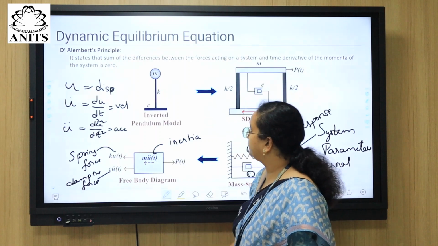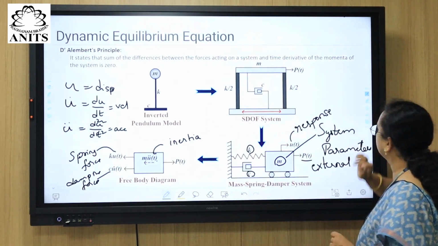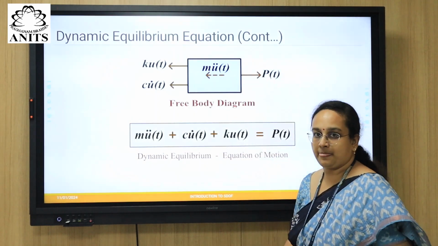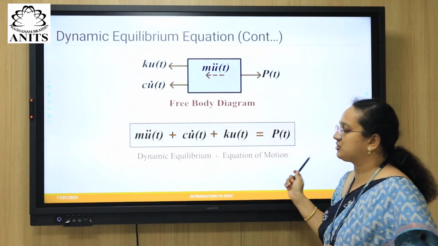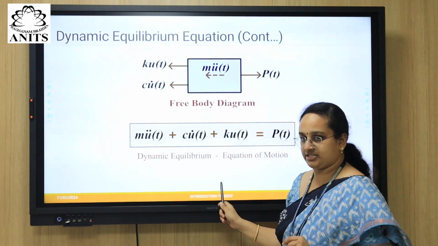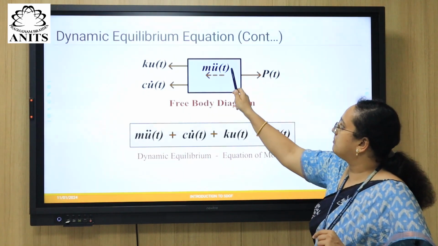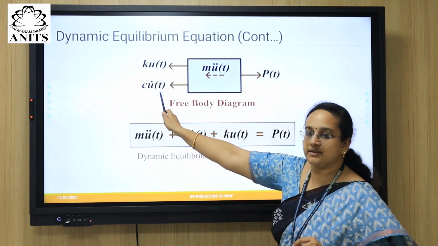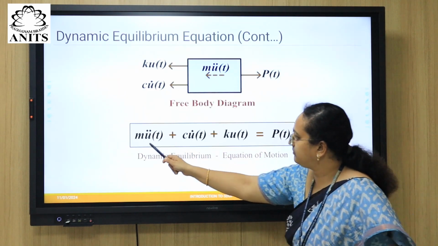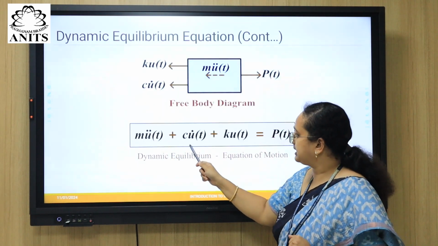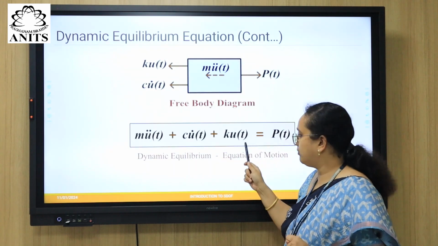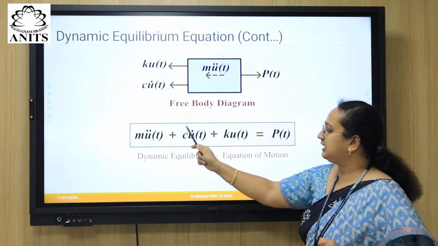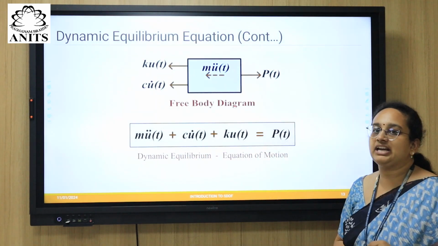From this free body diagram, we can develop an equation which is called the dynamic equation of motion. Right? Dynamic equilibrium equation or equation of motion. Now mass times acceleration, stiffness times displacement, damping times velocity. Right? So M u double dot of T plus C u dot of T plus K u of T is equal to P of T. This is called the dynamic equilibrium equation or equation of motion.